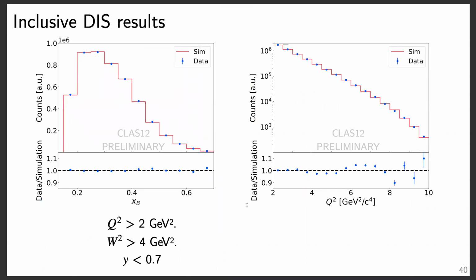These are the results of our inclusive DIS analysis. Our first step, before we started trying to complicate things with a spectator neutron, was to look at the inclusive case. What you're seeing here is an area normalized comparison of simulation to data. We have some standard DIS cuts shown here. On the left is the x-Bjorken distribution with the simulation in red and the data as points, and on the right is Q squared. You see pretty good agreement there. For us this validates that we are doing a reasonable job simulating the electron part of CLAS12.